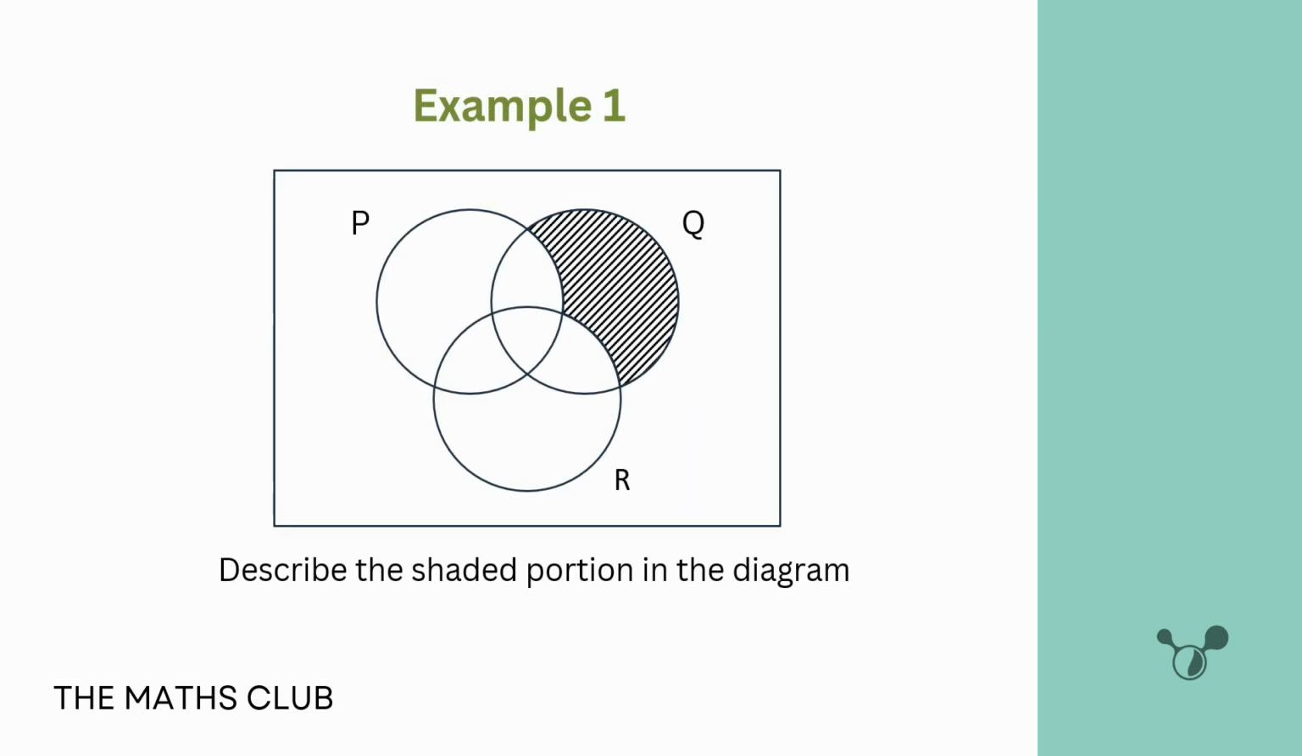So in the first example, it says that we should describe the shaded portion in the diagram. What do we see? We see that it is at location Q, right? What I can see is that nothing about P is shaded and nothing about R is shaded. So we can say P complement intersection Q intersection R complement.